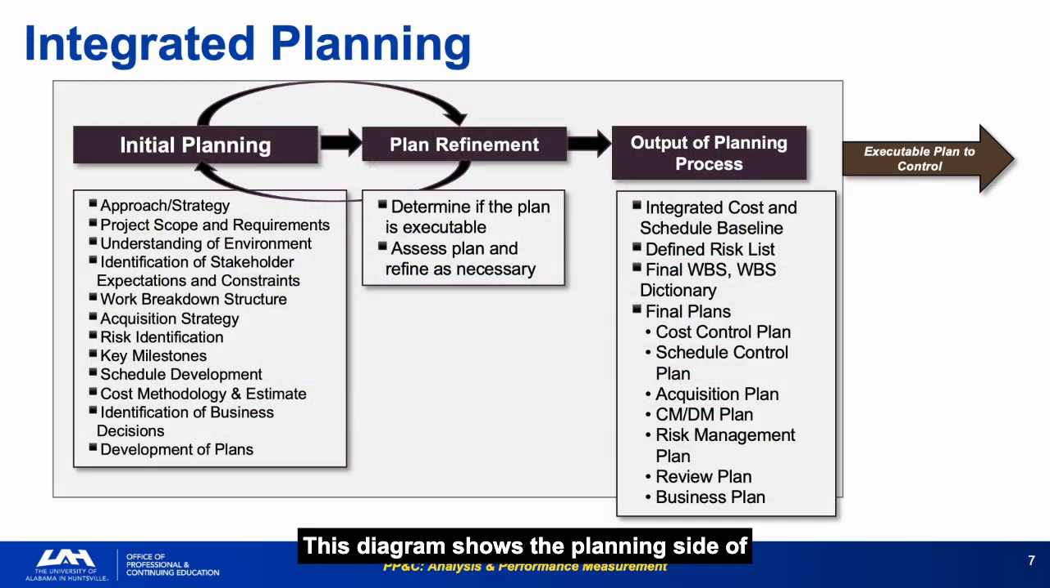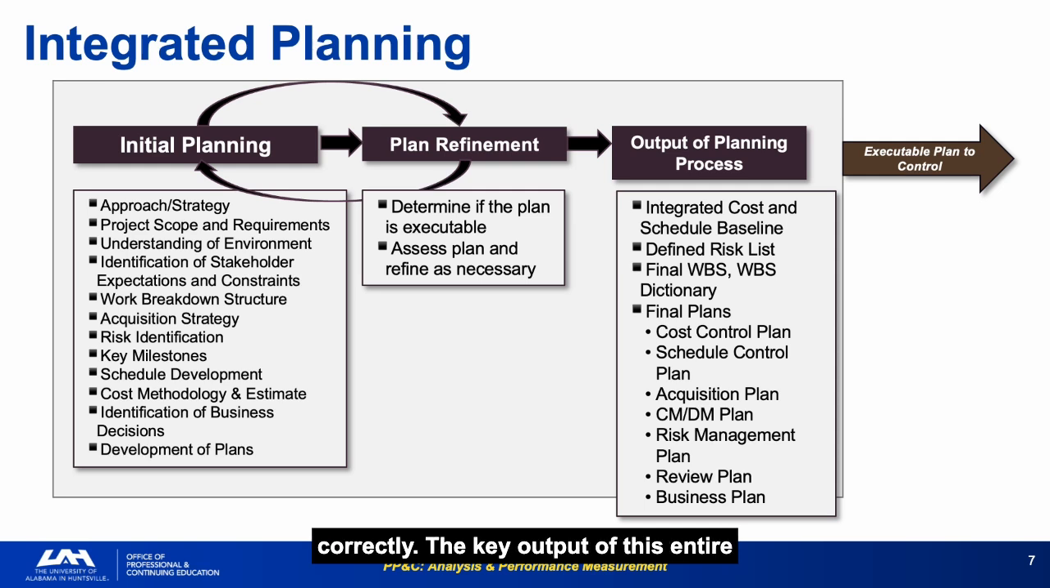This diagram shows the planning side of the PPNC cycle, how an executable plan is built from initial planning through output and refinement, all feeding into the control phase. Planning is not a one-time event. The diagram shows plan refinement as a continuous loop. As you learn more about the program, the plan gets updated. That's not a sign of failure. That's the system working correctly.